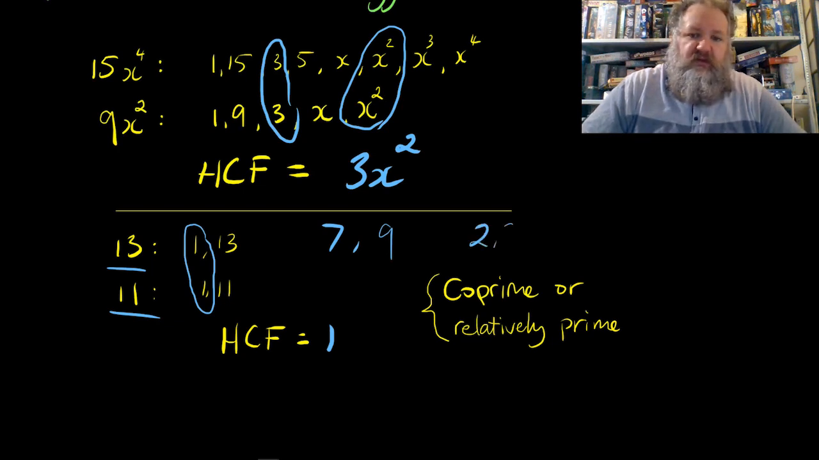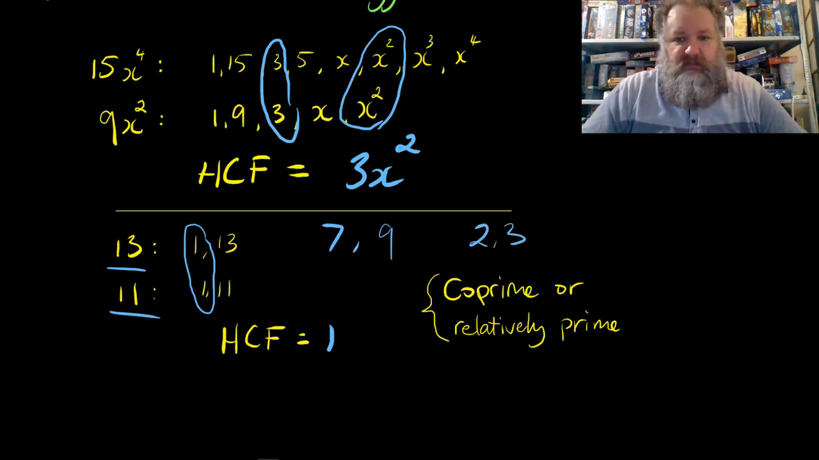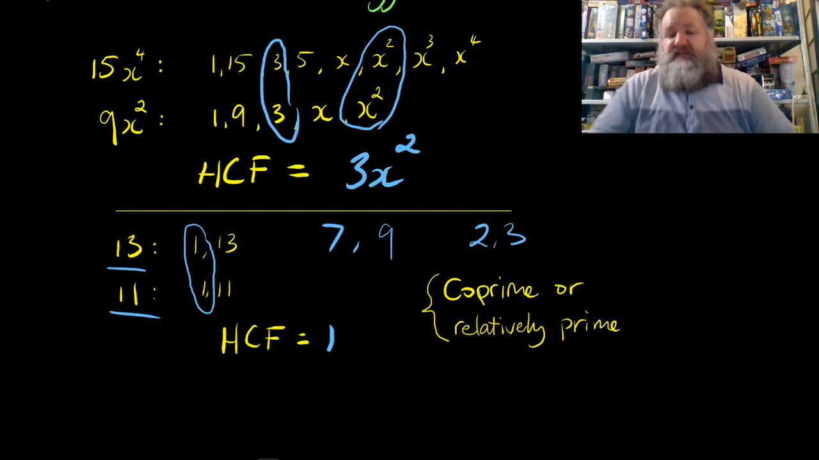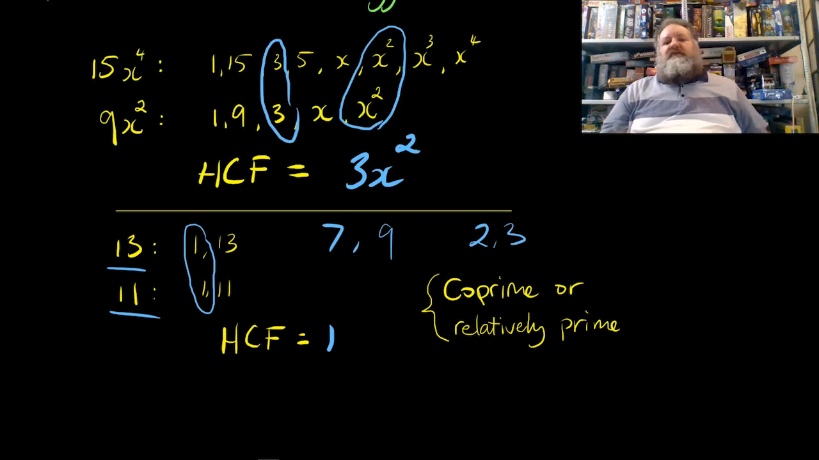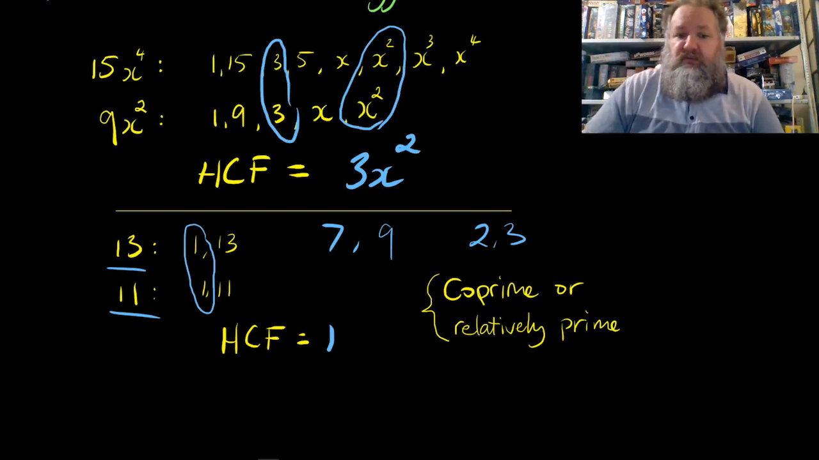What about 2 and 3? Again, they're coprime. They don't have any other factors that they share except for 1. So it's important as we go forward looking at factors that you know about that idea, about that coprime. Okay? So that's factoring. Finding factors, the highest common factor. Pretty simple stuff.